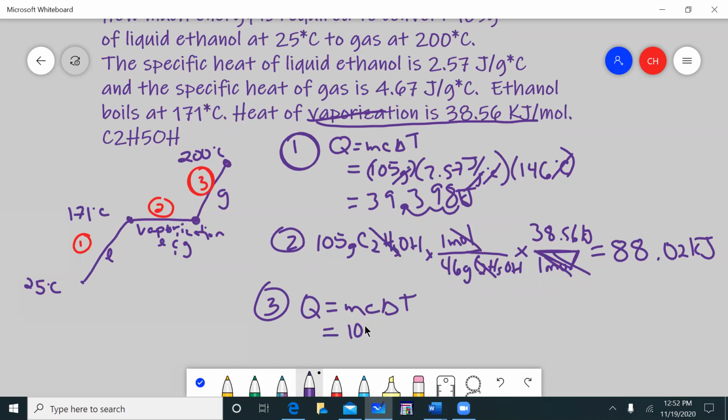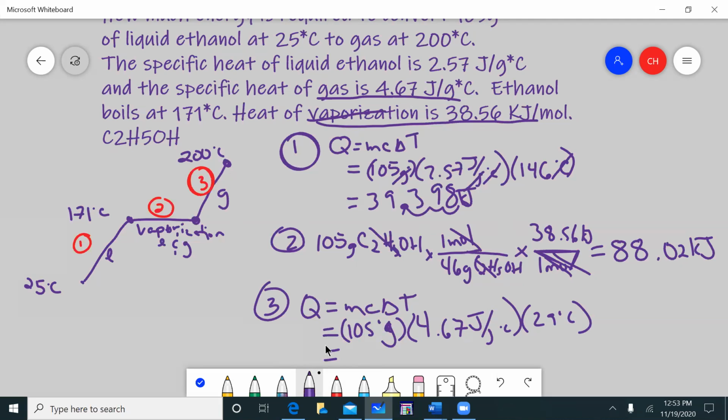So our mass is still 105 grams. Our specific heat changes to the gaseous specific heat, which is 4.67 joules per gram degree C. Those numbers would have to be given to you, okay? So you don't have to pull those out of thin air. And then our change in temperature will be 200 minus the 171, or a change of 29 degrees Celsius in gaseous form.